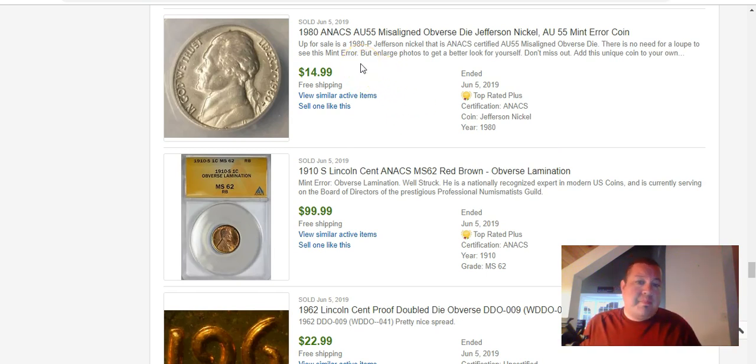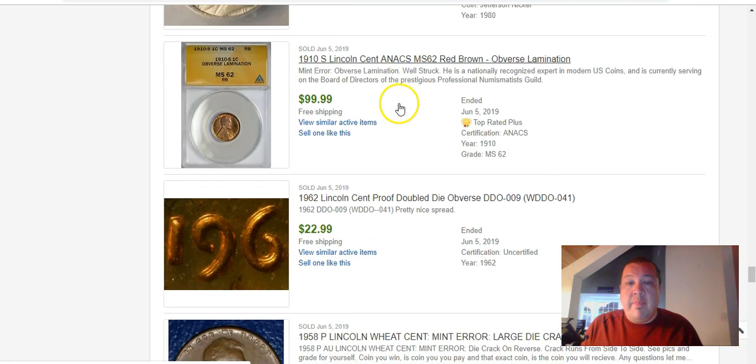This one, however, is graded ANACS. Probably, this is a coin you don't need to grade. You can't really fake a misaligned die. But this one, sure enough, it's a very minor misaligned die.